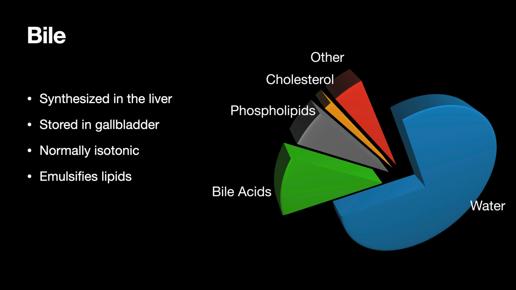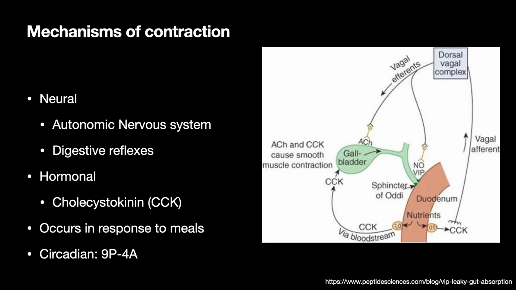The bile itself is composed of a number of different things. The majority of it is water, right? But then you have bile acids, phospholipids, cholesterol, these various substances that create this isotonic yet liquid stuff that's going to aid in digestion, particularly of the lipids that you eat, right?